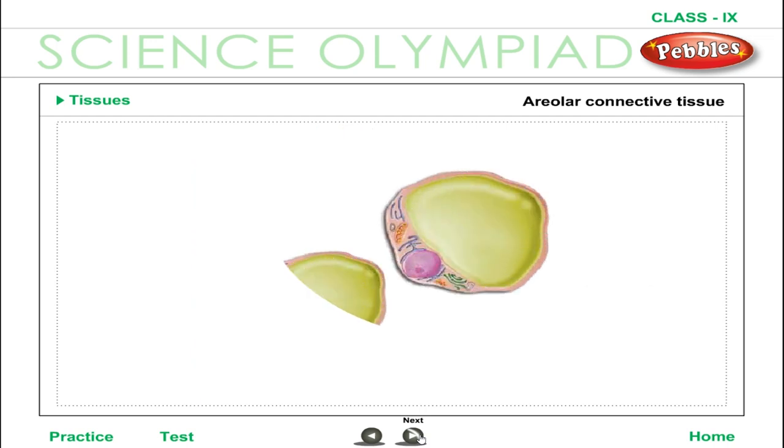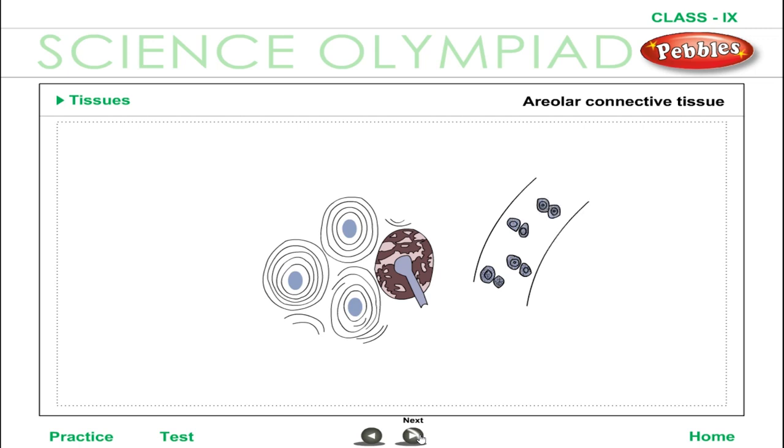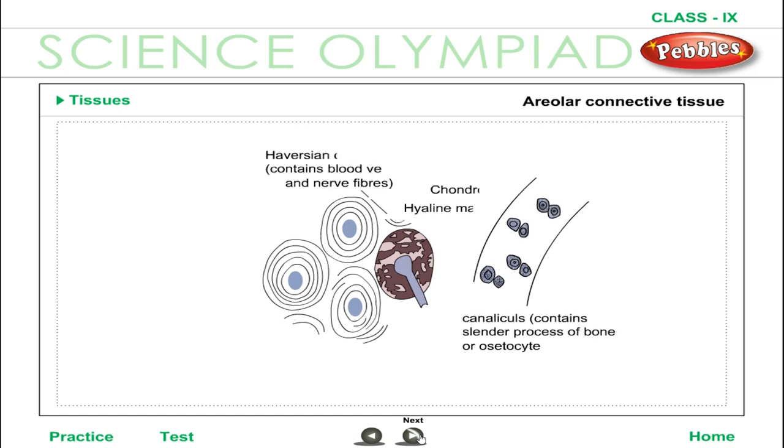Where are fats stored in our body? Fat-storing adipose tissue is found below the skin and between internal organs. The cells of this tissue are filled with fat globules. Storage of fats also lets it act as an insulator.